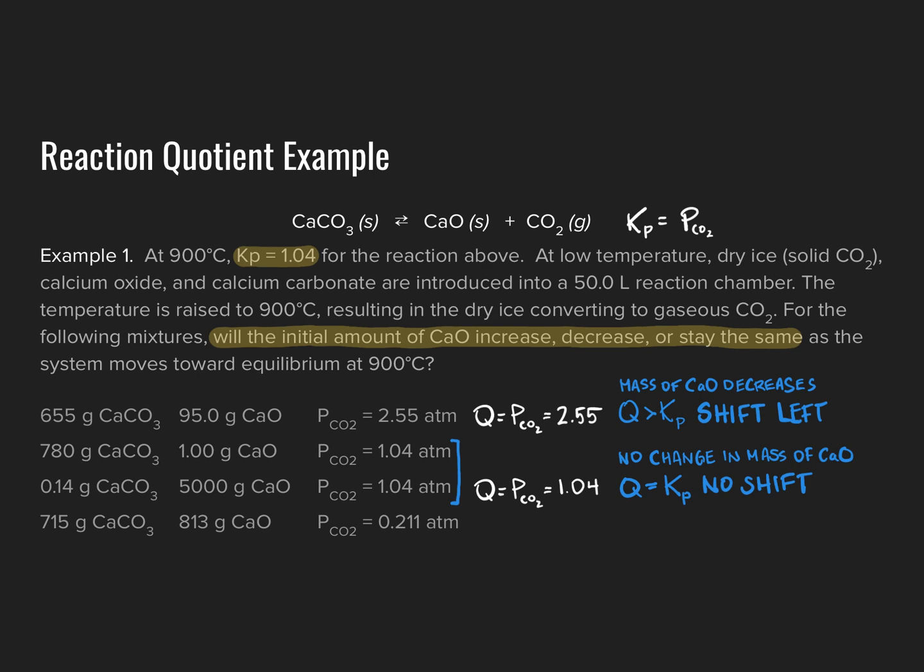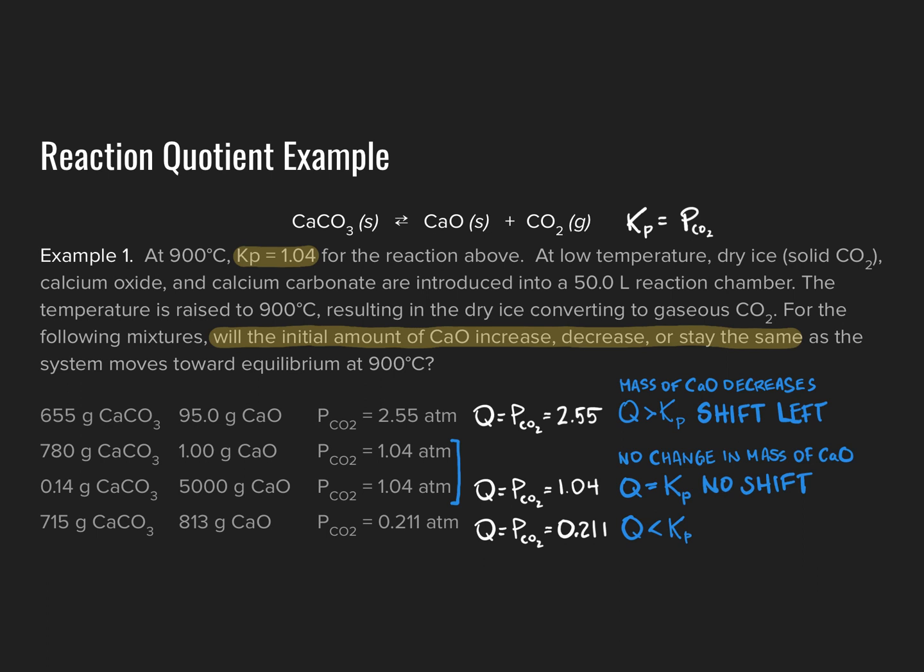Last but not least, have a look at mixture 4. This time, we give you 715 grams of calcium carbonate, 813 grams of calcium oxide, and a partial pressure of CO2 gas of 0.211 atmospheres. Now, again, looking at the value of my reaction quotient Q, which in this system would be equal to simply the partial pressure of CO2, which would be 0.211 atmospheres. Now my value of Q is less than the defined value of Kp of 1.04.